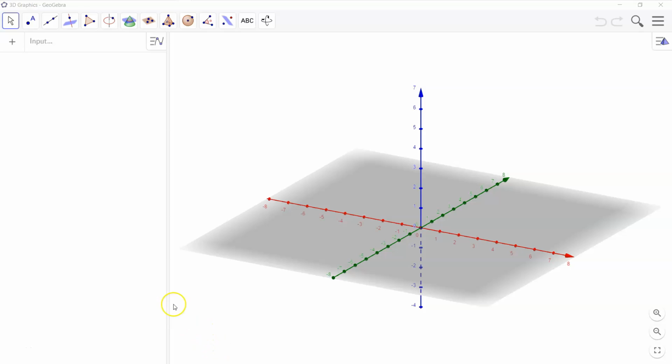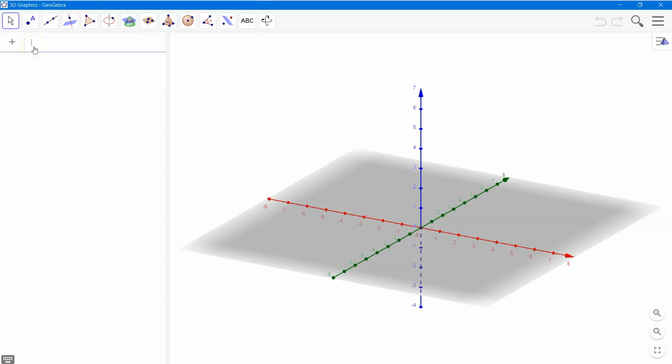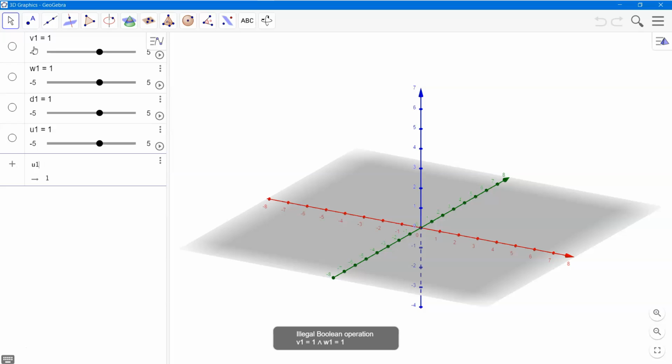Let's look at orthogonal spheres. What are they? So let's see. Again, because we are talking in plurals, that means there has to be two spheres minimum. So let's create those: U1, V1, W1 and D1, right? Similarly, U2, V2, W2 and D2.